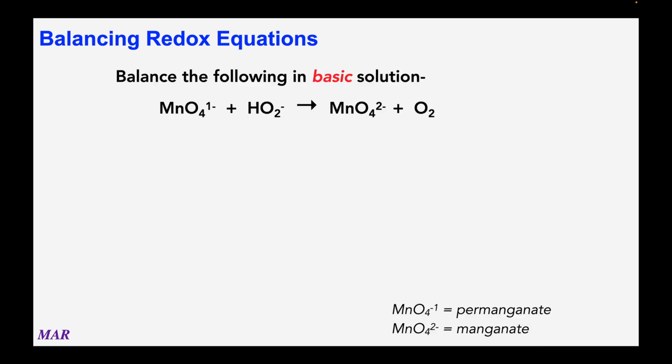In this reaction, we're going to take permanganate, MnO4 minus 1, and a peroxide, HO2 minus, and we're going to turn that into manganate, which is MnO4 2 minus, as well as oxygen. But also notice that this one claims that it's in base. So in a base system, you have actionable items of hydroxide and water, but you don't have H plus in water, which is what we saw in the acid.